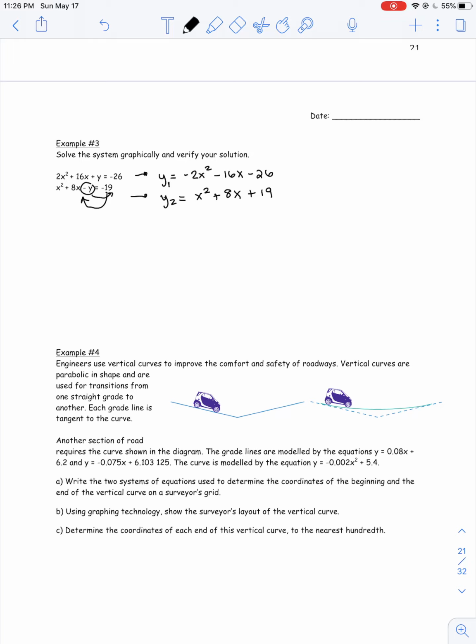Once you have this written in, you're going to put that into your graphing calculator exactly how you see it. So it's all just about solving for y. We can't put it into our calculator unless we have y equals.